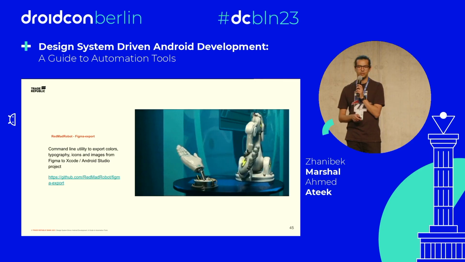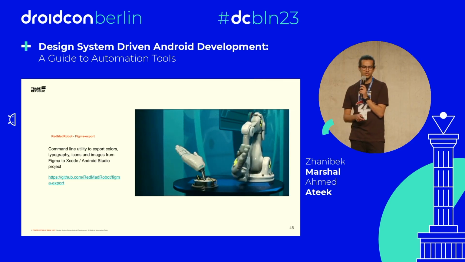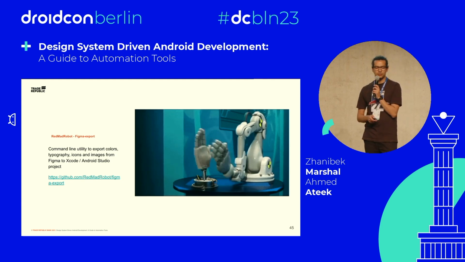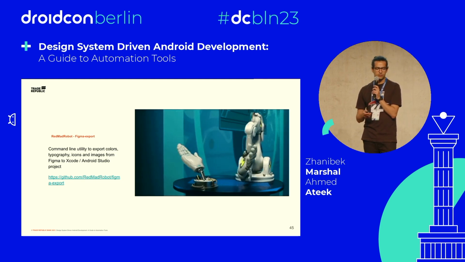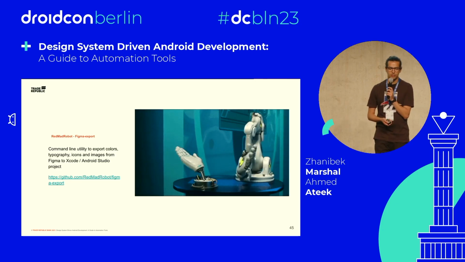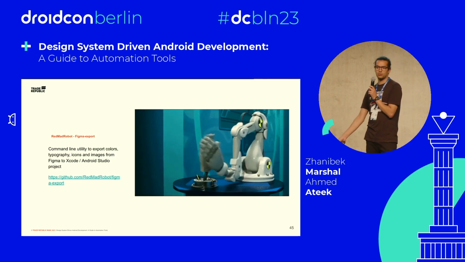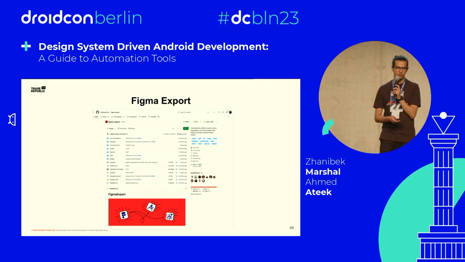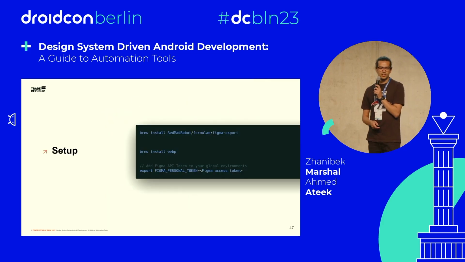Luckily, we found a tool which does this out of the box, called Figma Export from RedMadRobot. It's basically a command line utility tool which can export colors, typography, icons, and images from Figma to work with Xcode and Android Studio as well. So this is the tool. It's super awesome, so I encourage you all to go there and star it, and kudos to the people who built it.